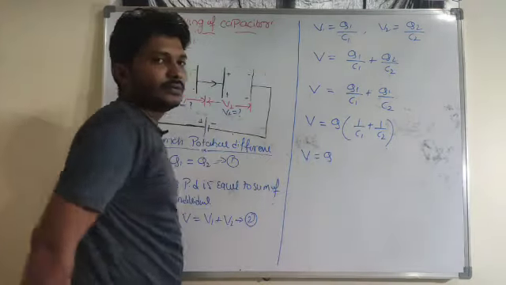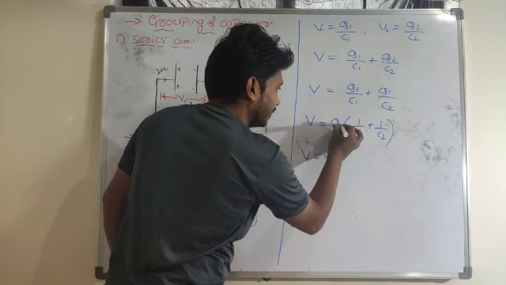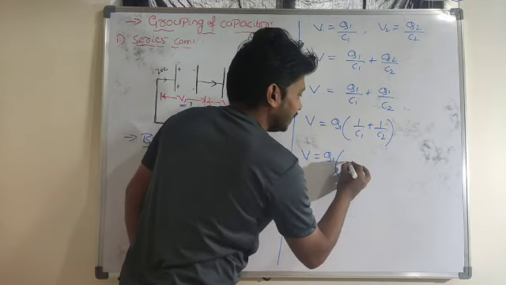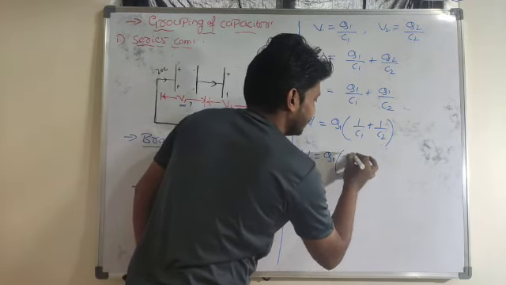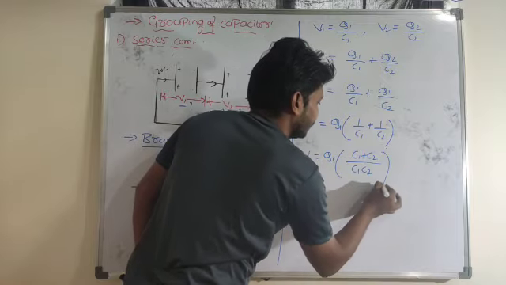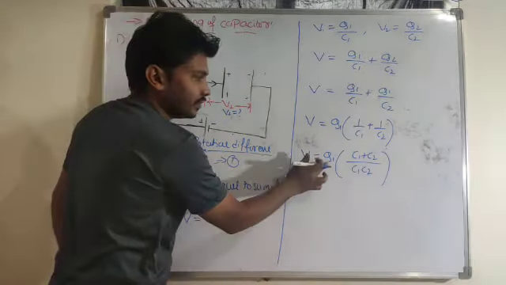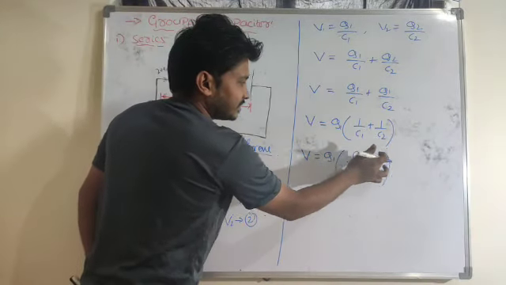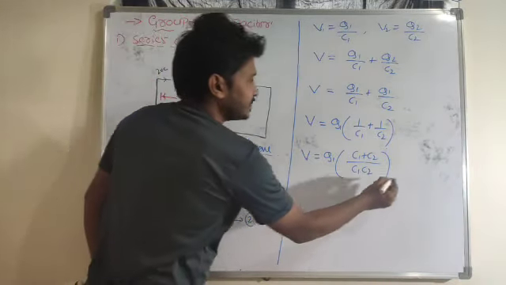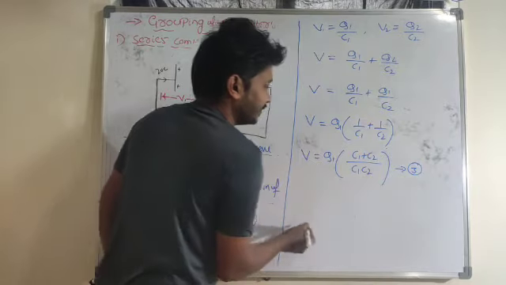V is equal to Q1 into, shall I take the LCM here? C1 into C2 divided by C1 plus C2 here. What's that equation? I get it here. V is equal to Q1 into C1 plus C2 divided by C1 into C2. Let me take this as equation 3.